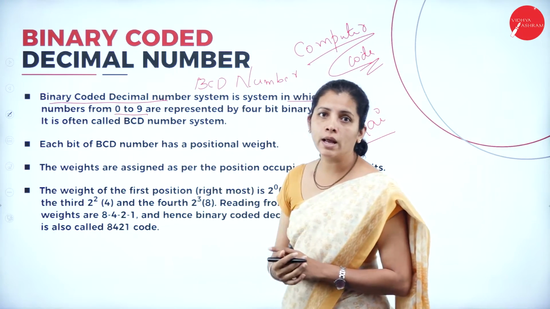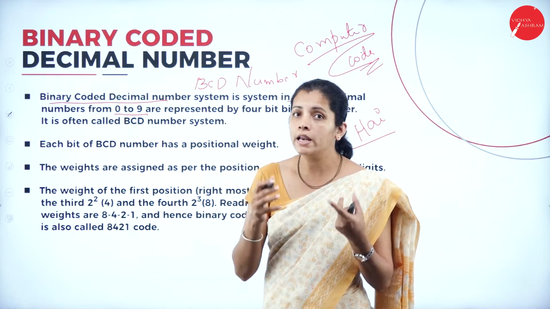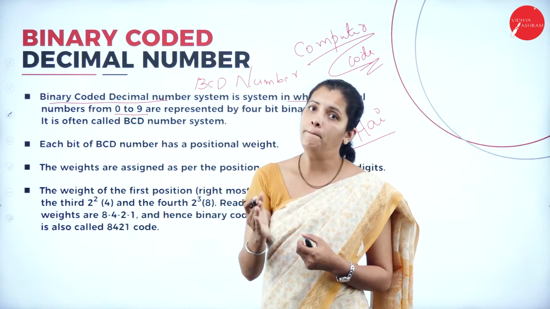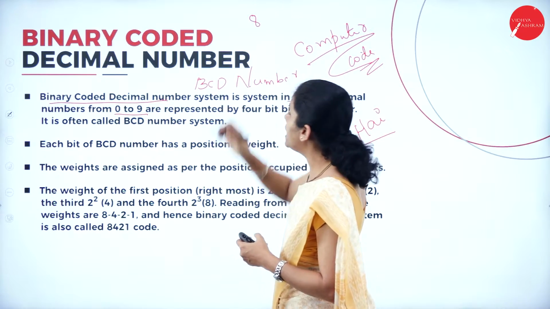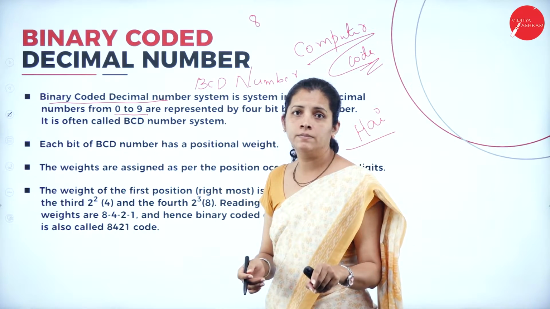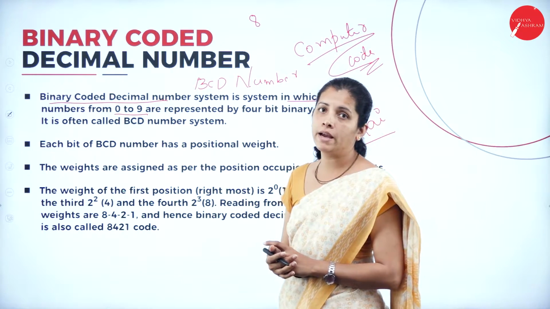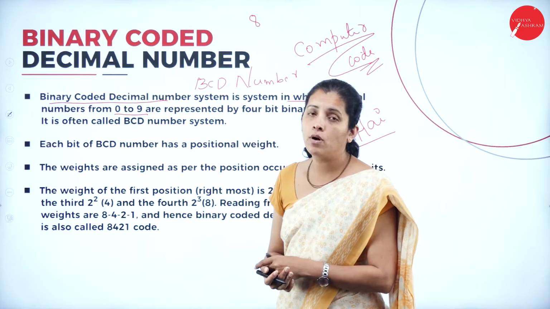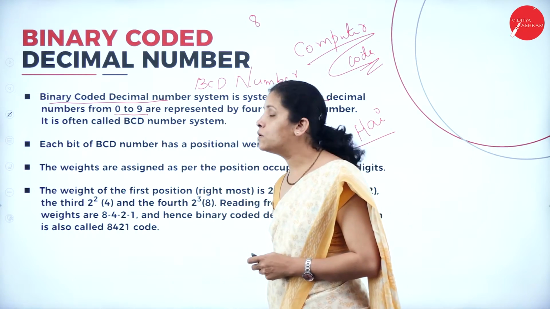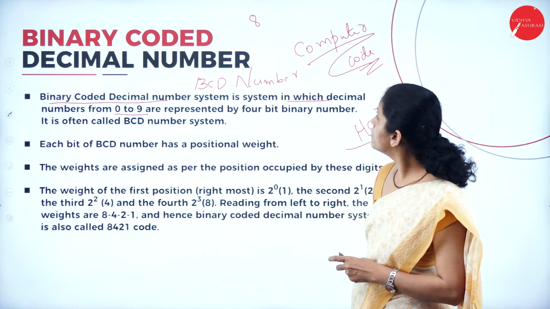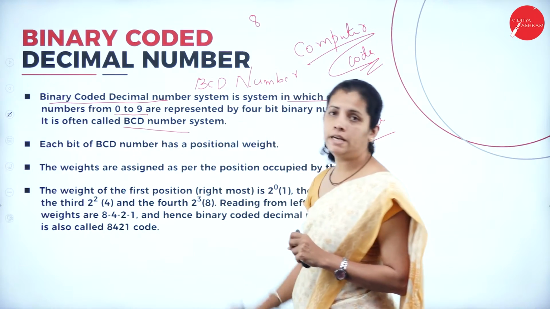And if I want to represent 0 to 9, how many bits do I require? I require 4 bits. For example, to represent 8, I require 4 bits. If I consider 7, to represent that, I require only 3 bits. But in binary coded decimal, I am going to use 4 bits, and it is called BCD.